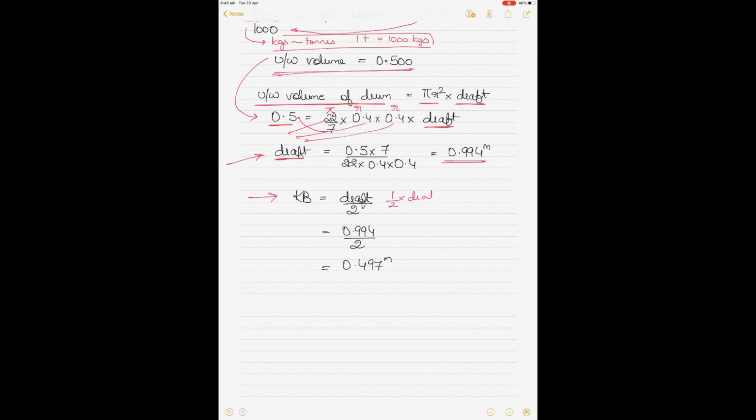Now you know that the center of the buoyancy can be found by half of the draft. Half of draft is center of buoyancy. Therefore draft by 2, which is 0.994 by 2, gives you the center of the buoyancy, or the height of the center of the buoyancy from the keel, which in this case becomes 0.497 meters.